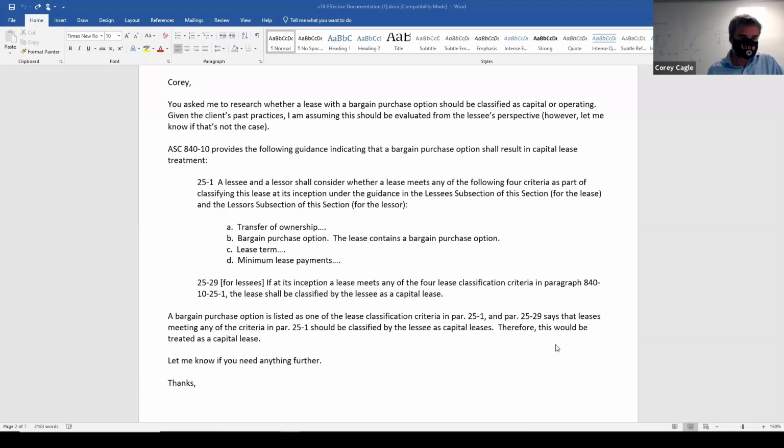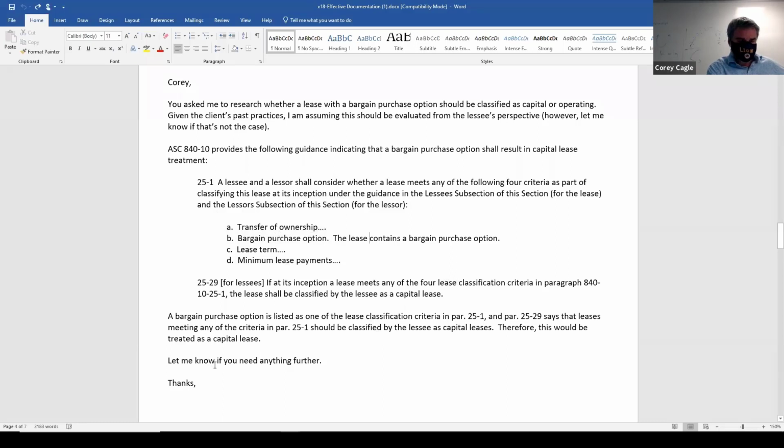ASC 840-10 provides the following guidance indicating that a bargain purchase option shall result in capital lease treatment. Right? You got the answer out there. Here's a snippet of the code if anybody wants to read it. They truncated some of the mess that doesn't matter. That's fine too. This isn't relevant, but okay, here's a section on that and that, but here's what matters, right?